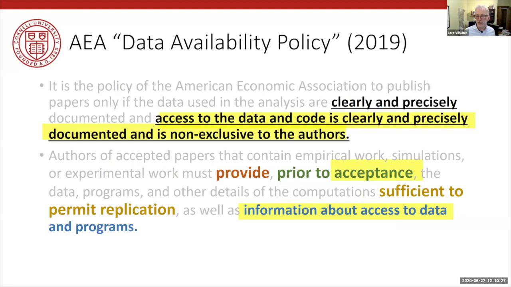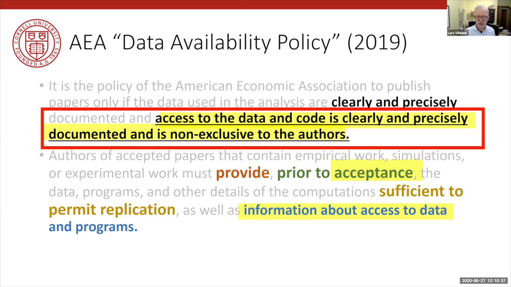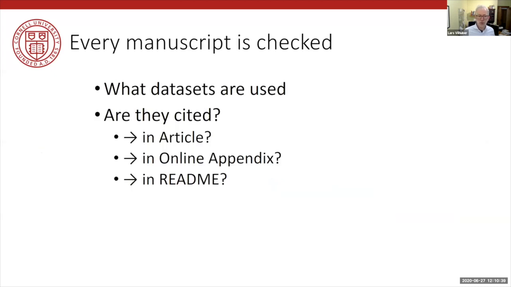So that satisfies the idea that the data and code, in this case the data, is clearly and precisely documented, and in particular is non-exclusive to the authors. Okay, so every manuscript that we go through is checked. What data sets are used? Are they cited? And while we prefer them to be cited in the article, sometimes if a data set is only used in the online appendix, it might only be cited in the online appendix. And as a stopgap, we're fine with you citing it, but properly citing it with a reference section and all in a README.